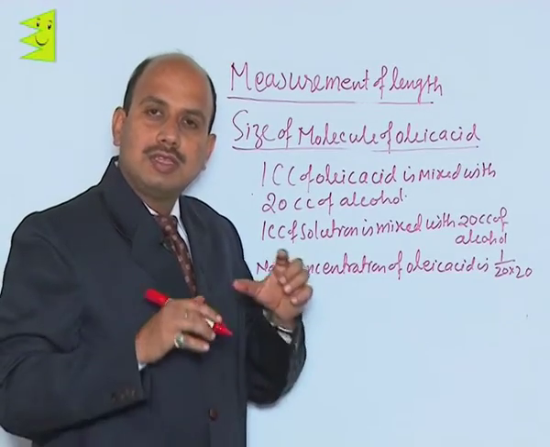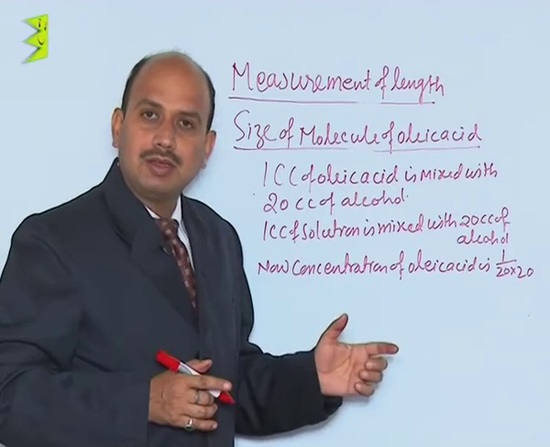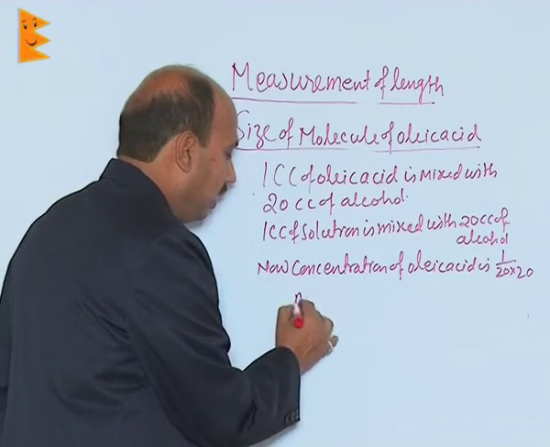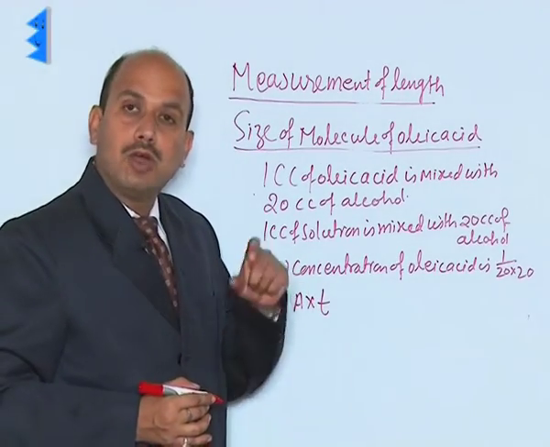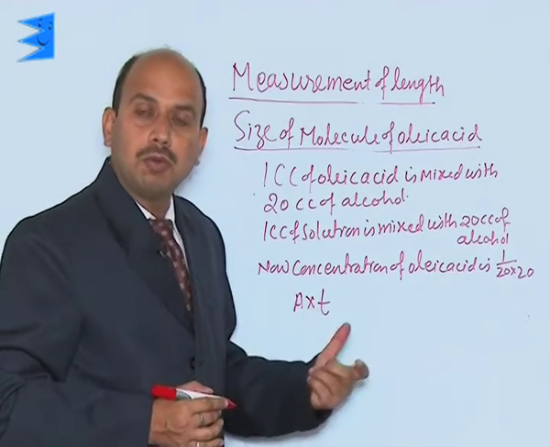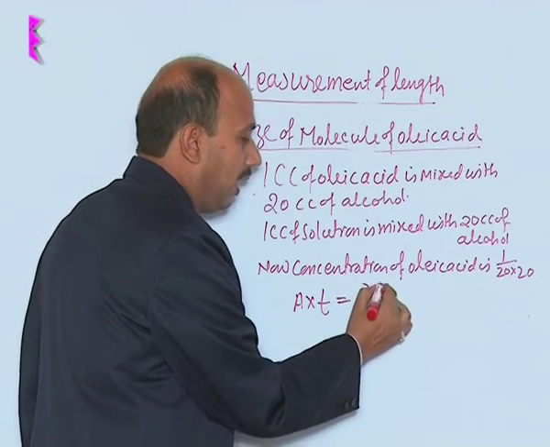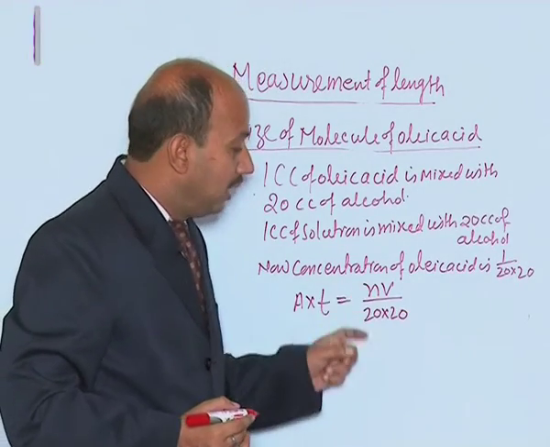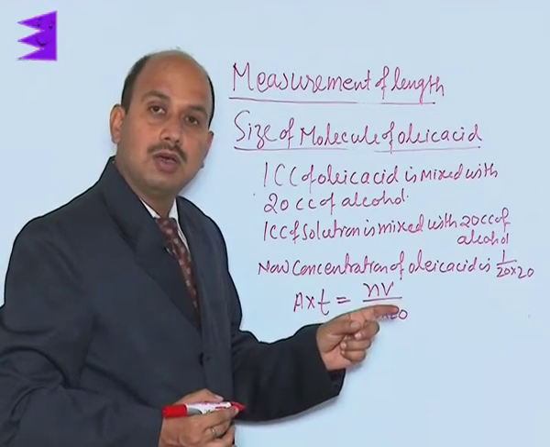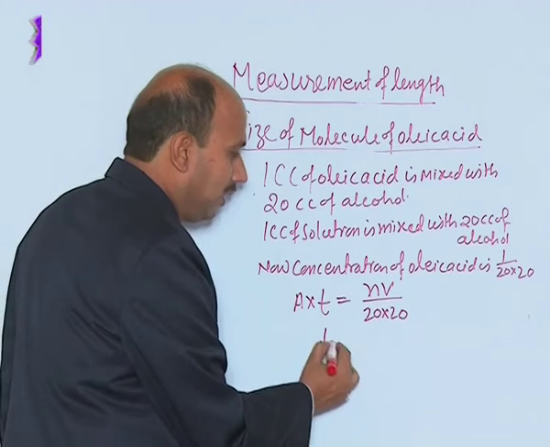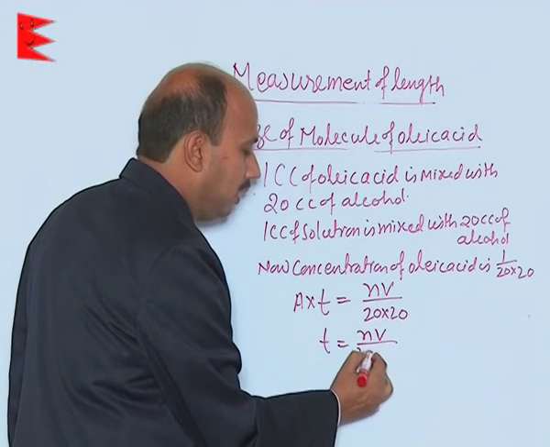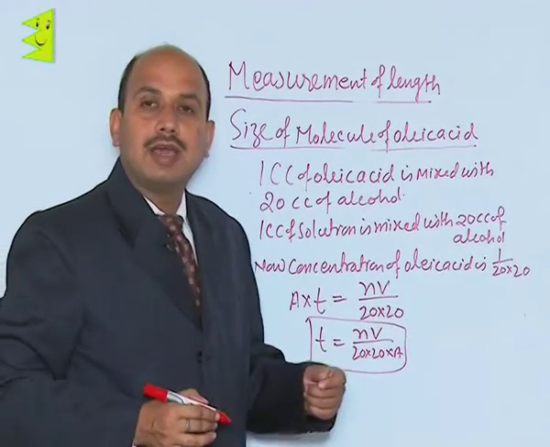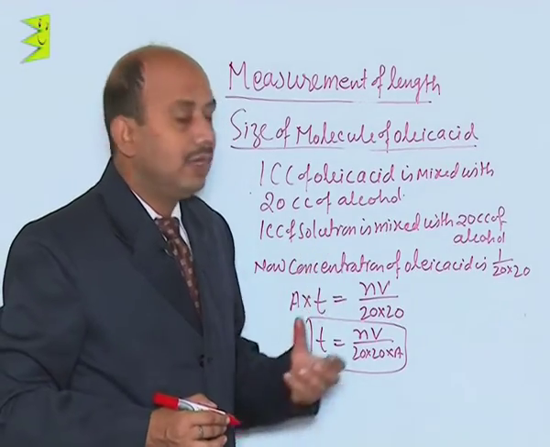So, suppose the thickness of the layer is T and the area measured by the graph or the trace paper is A. Then A into T is the volume of the oleic acid layer formed on the water surface, which is equal to NV upon 20 into 20, that is the volume of oleic acid in the n drops of the solution. So from here we can easily calculate T as NV upon 20 into 20 into area. By this method we can calculate the size, that is the thickness, of the oleic acid molecule.